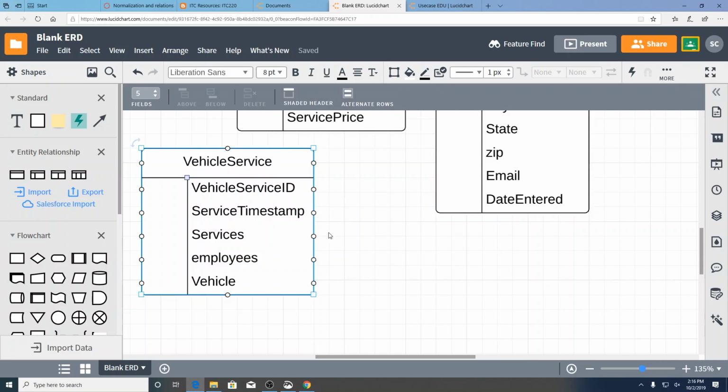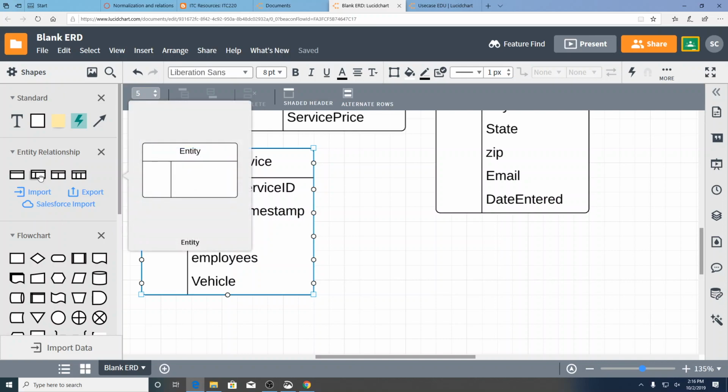In the vehicle service, we have services and employees. Does that make sense? These are both plural, because when you come in, you pull into the thing, over the pit. There could be several different services that they provide, and it could involve several different employees. So in order to handle that, you have to break things out.